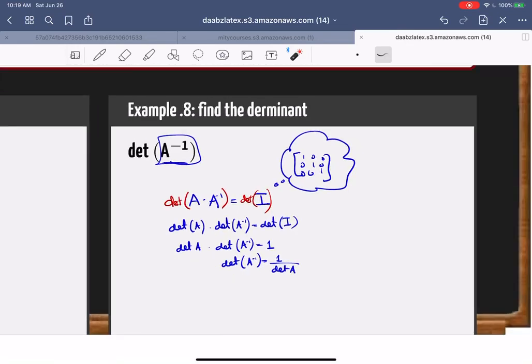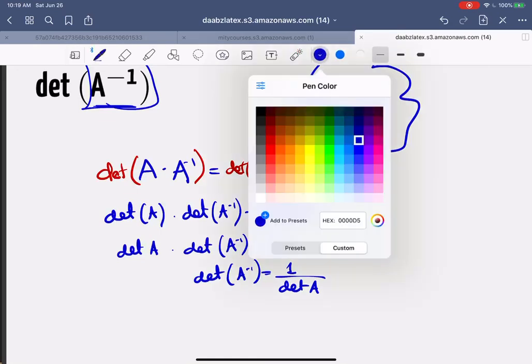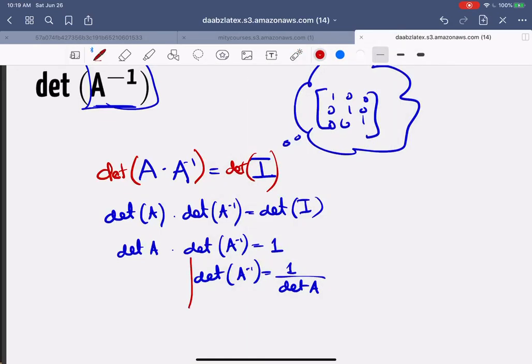Okay, so there's a cute little proof of the fact that, let's circle it, the determinant of the inverse of a matrix is 1 over the determinant of the matrix.